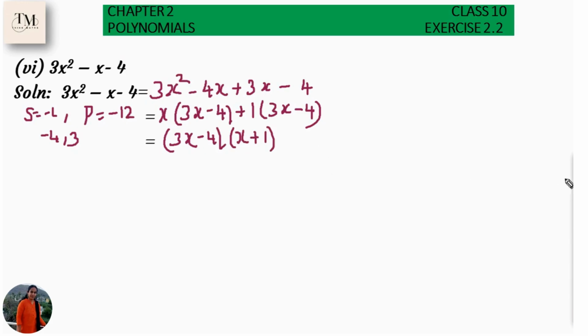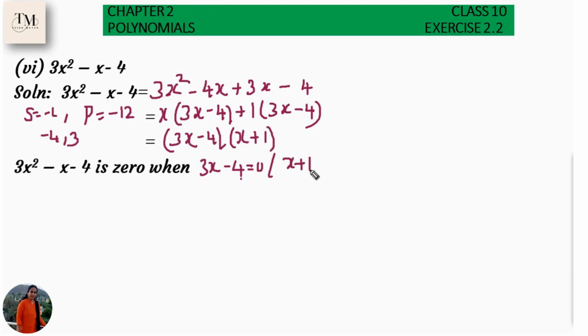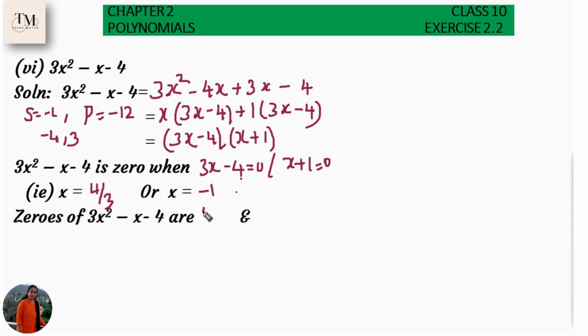Okay. So this quadratic equation will be 0 when 3x minus 4 is equal to 0 or x plus 1 is equal to 0. So we find the roots: when 3x minus 4 is equal to 0, x is equal to 4 by 3, and when x plus 1 is equal to 0, x is equal to minus 1. So the zeros of the polynomial are 4 by 3 and minus 1.